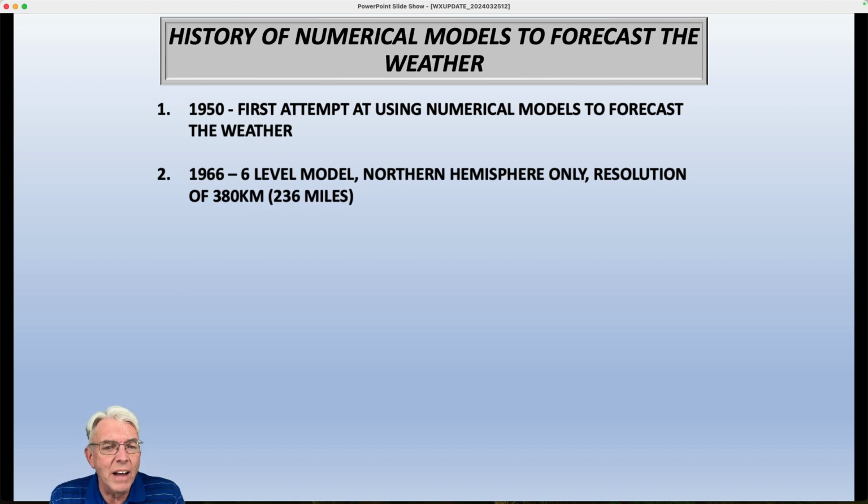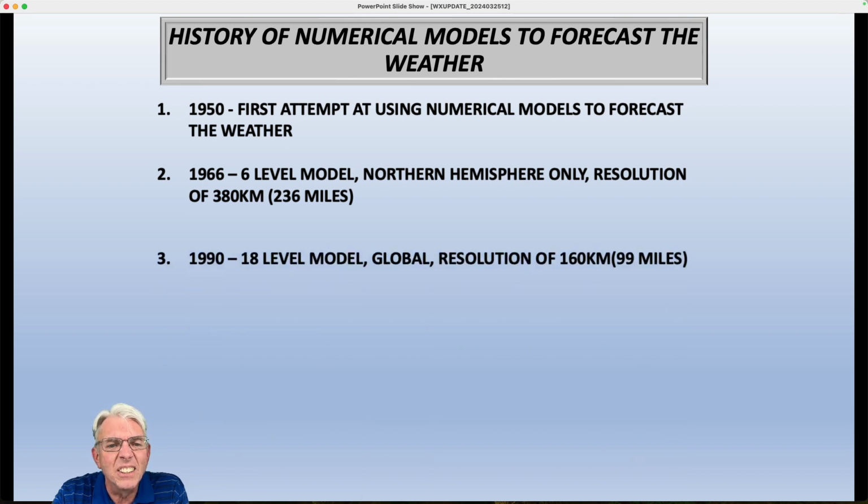1966, a 6-level model, 6 vertical layers, was introduced, but it only covered the northern hemisphere, and the resolution was about 380 kilometers or 236 miles. So the grid boxes in this model were huge at that time. But again, it was the best thing that was available at that time.